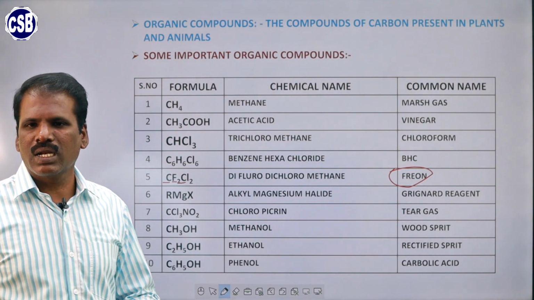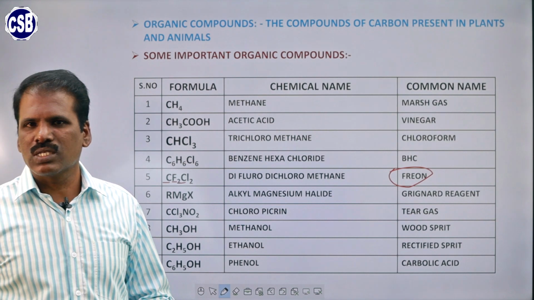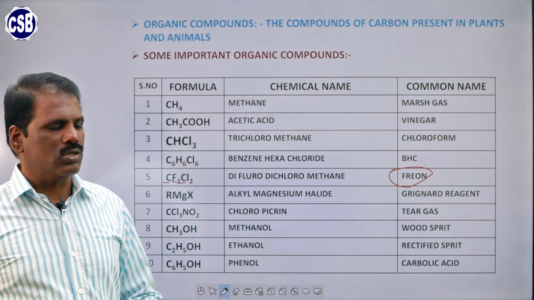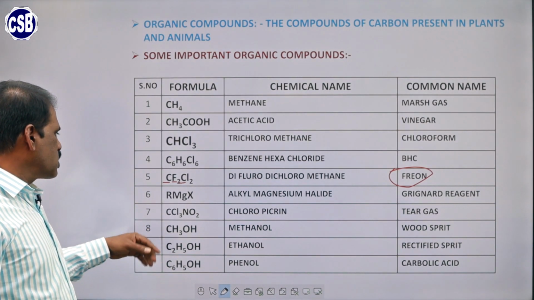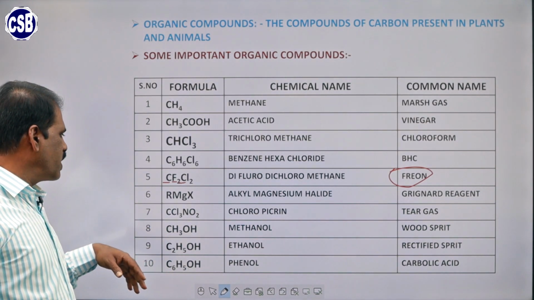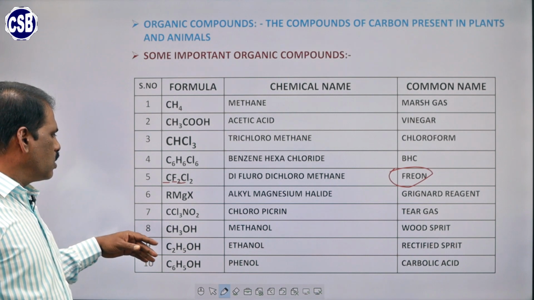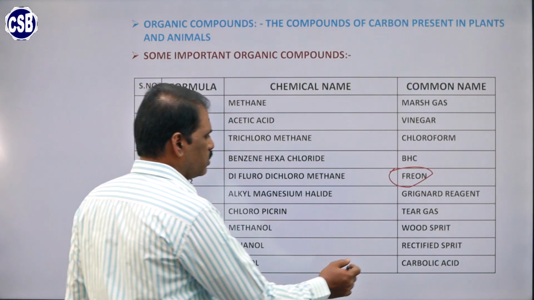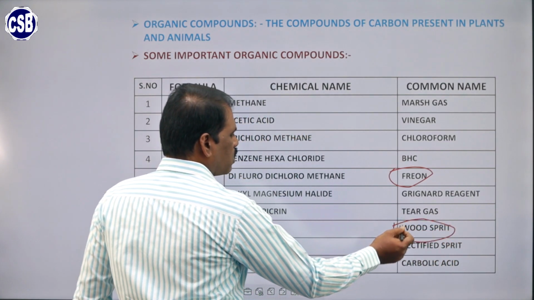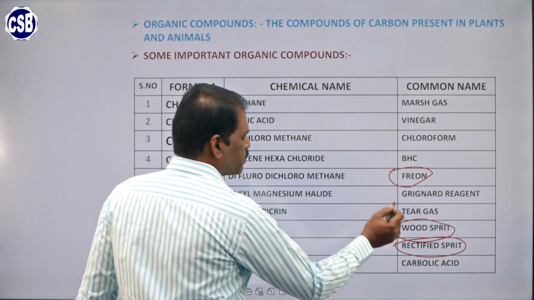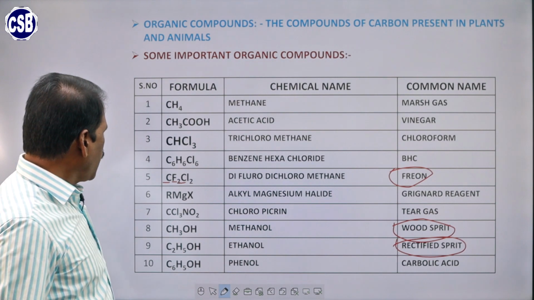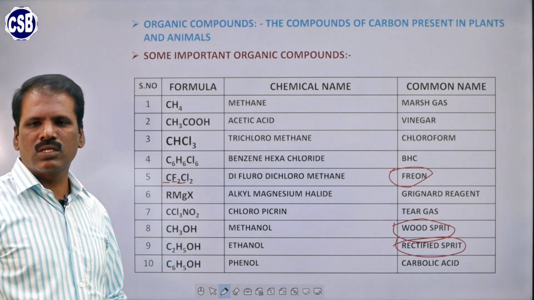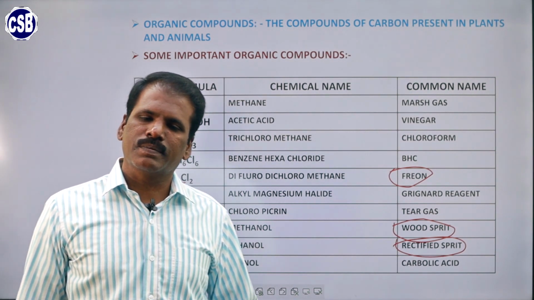RMgX is known as alkyl magnesium halide, it is known as Grignard reagent, which is used to prepare so many organic compounds. Then the next one is chloropicrin, which is known as tear gas, methanol and then ethanol. Methanol is known as wood spirit, while ethanol is known as rectified spirit. Finally, C6H5OH is known as phenol, it is also known as carbolic acid.